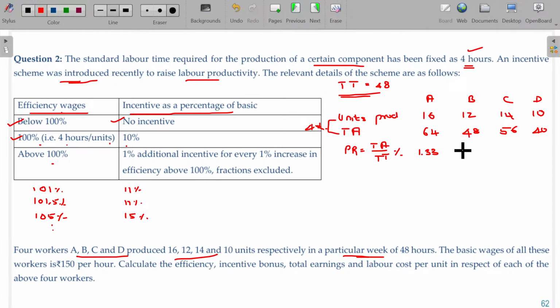Here 48 by 48, so 100%. Here 133%. And here 100%. Here 56 by 48, 116%. Here the efficiency is lower. Okay, lesser. 40 by 48, what's the value you are getting?